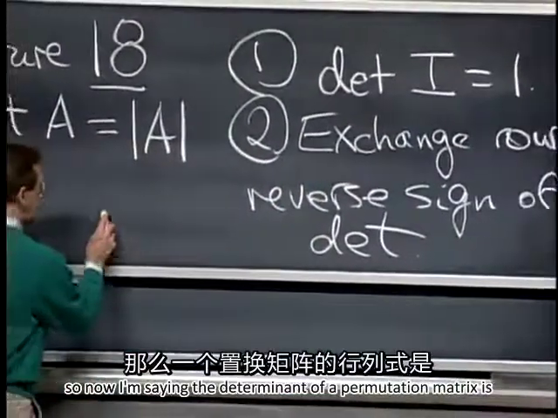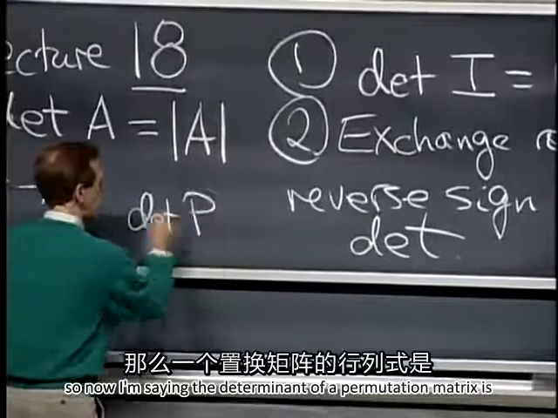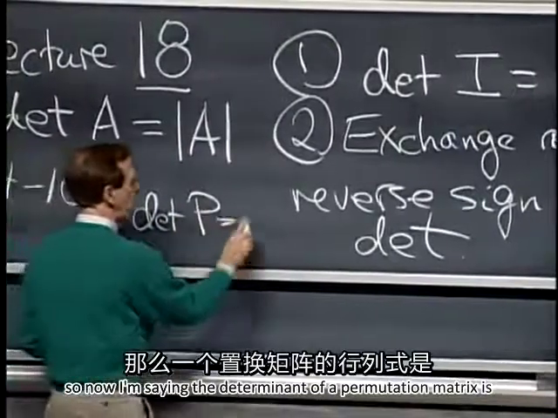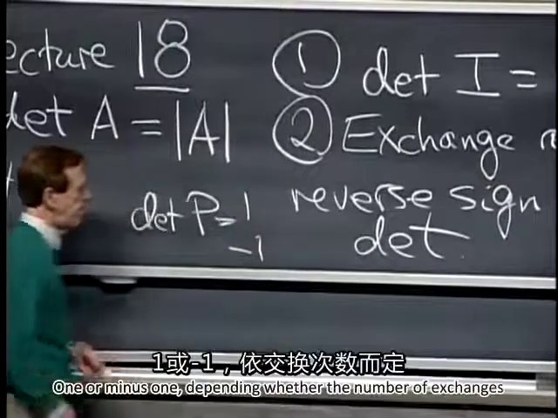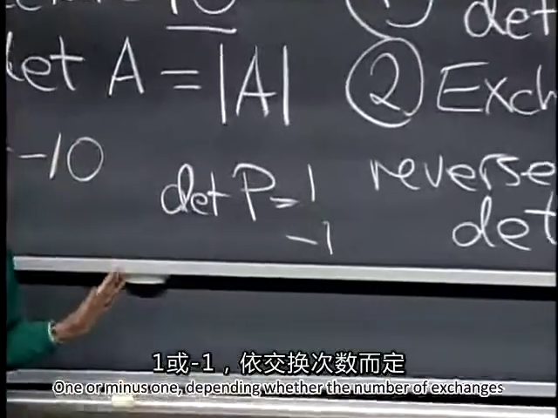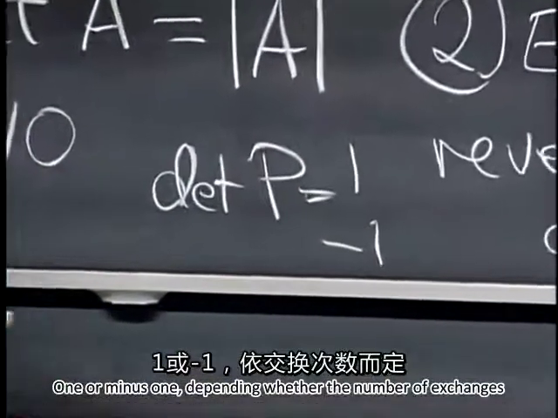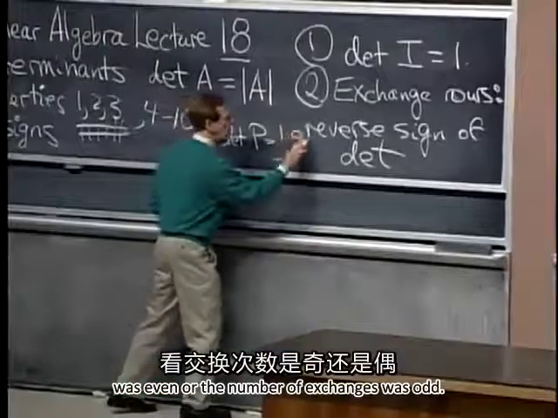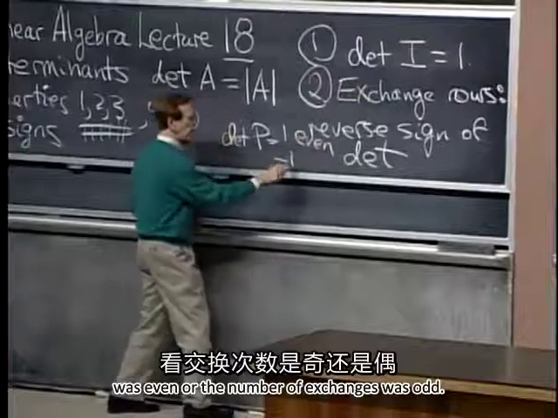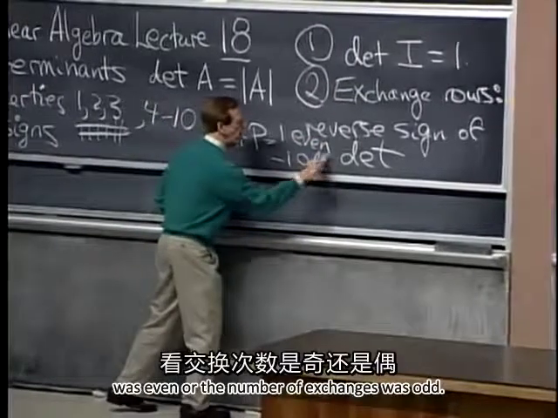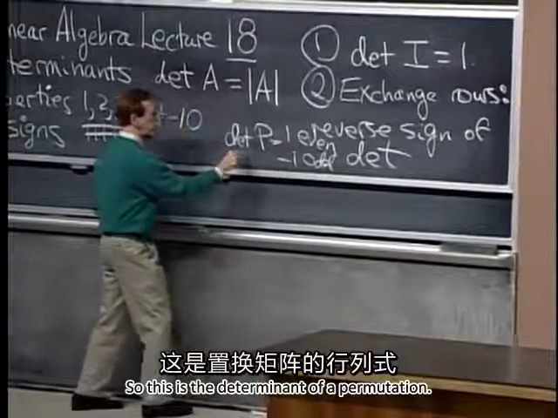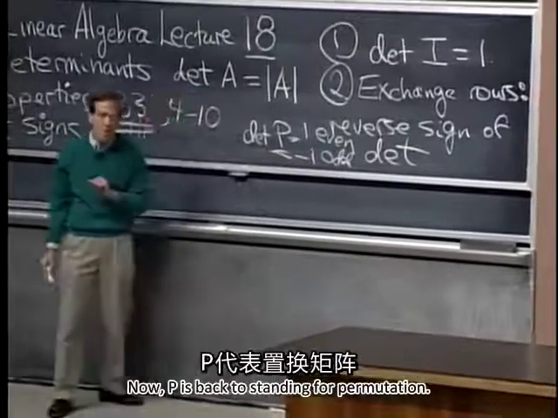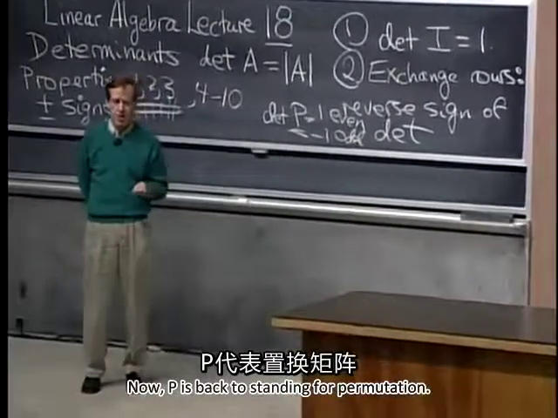So now I'm saying the determinant of a permutation matrix is 1 or minus 1, depending whether the number of exchanges was even or the number of exchanges was odd. So this is the determinant of a permutation. Now, P is back to standing for permutation.